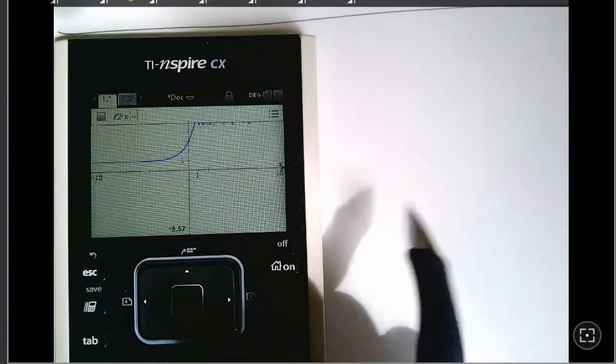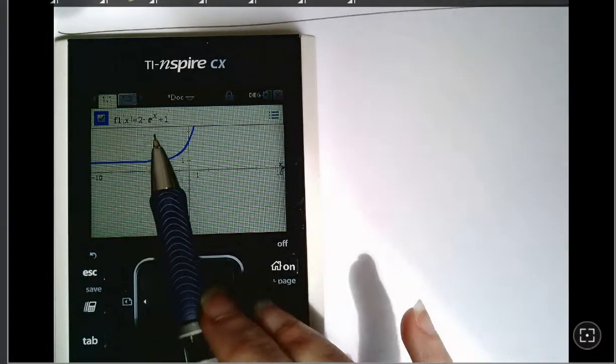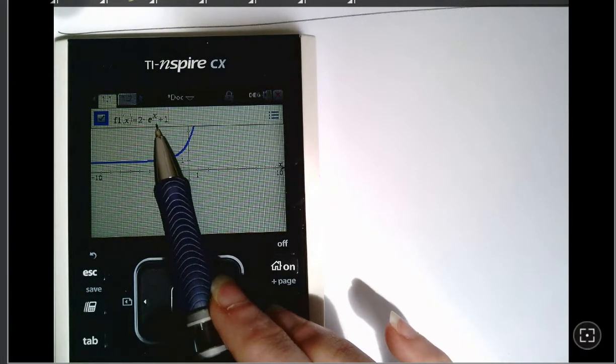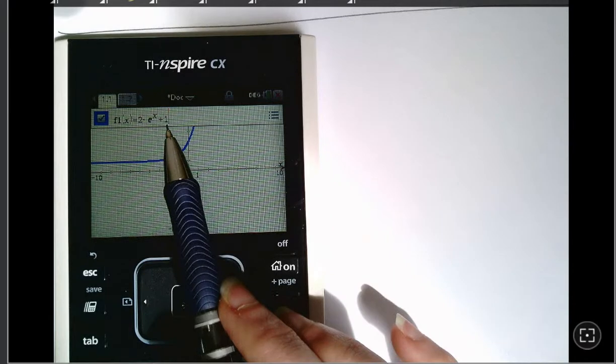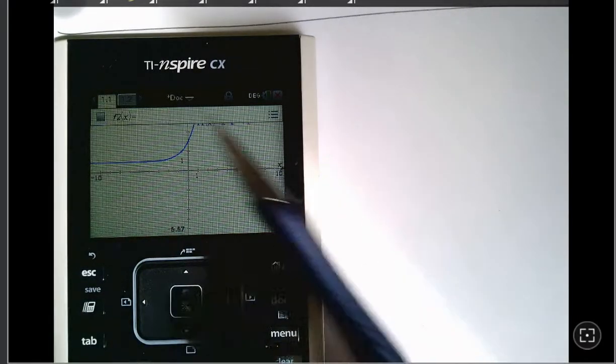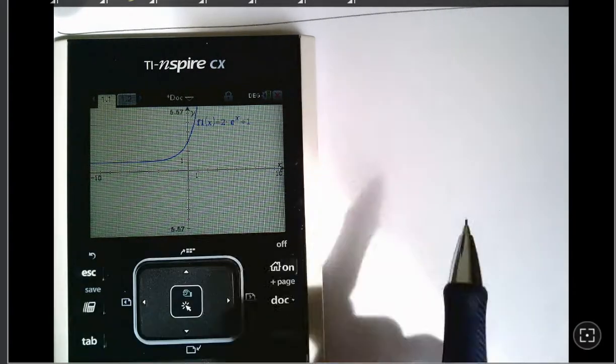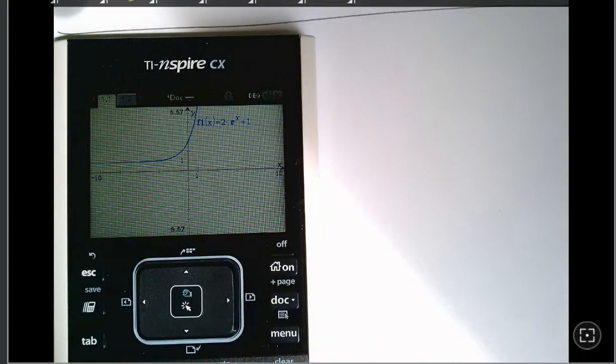If you click tab, you'll see, okay, in F1, I just typed in the equation they gave me, 2 times e to the x plus 1. Click enter, it will graph it for you. The other graphs we don't really need to type in, so go ahead and pause this and type in that function now.